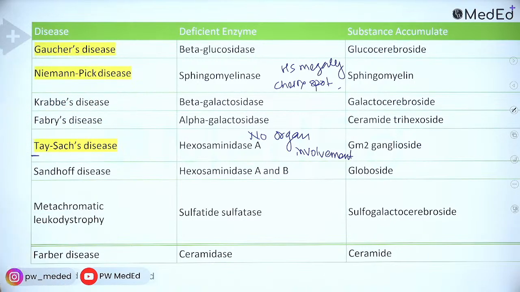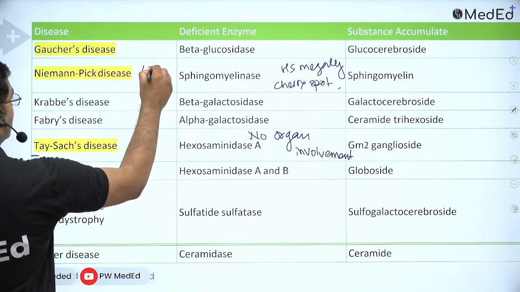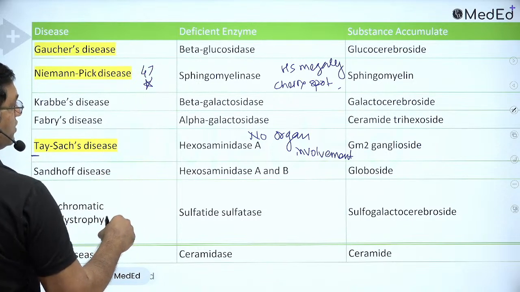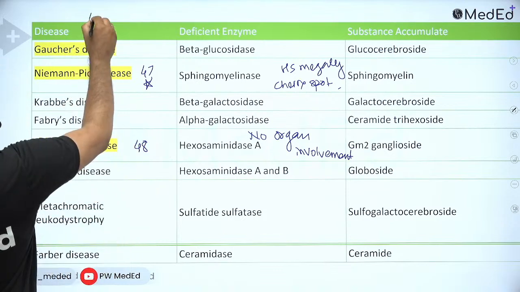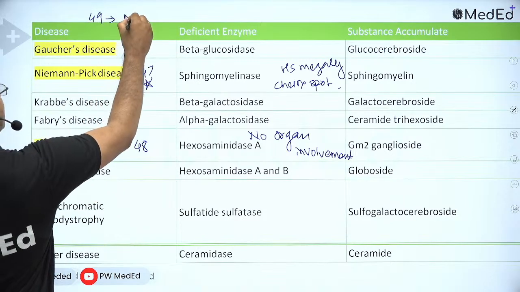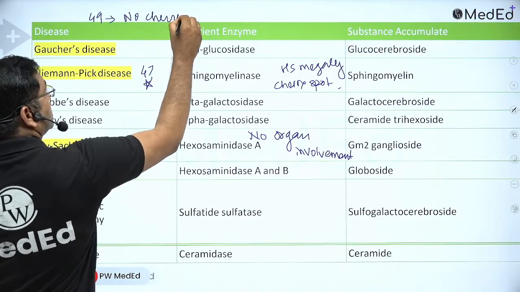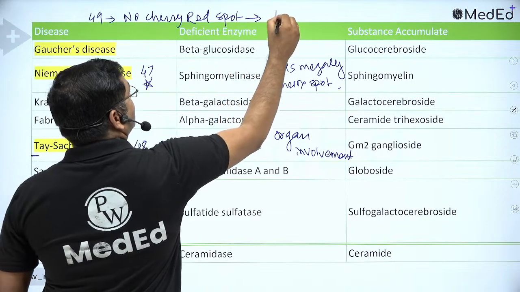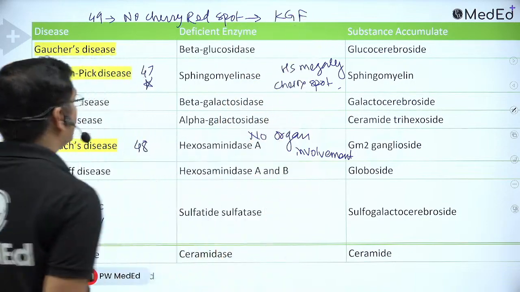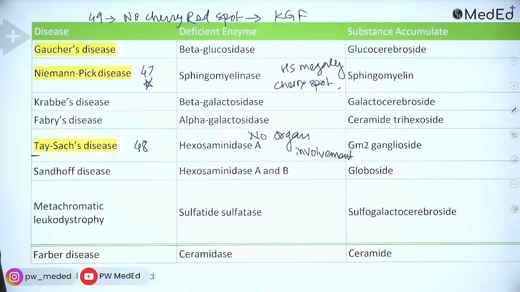So point number 47, this is point number 47. This is point number 48. Then point number 49, that is no cherry red spot in KGF. Okay, point number 49. Okay, so these are the important disorders.